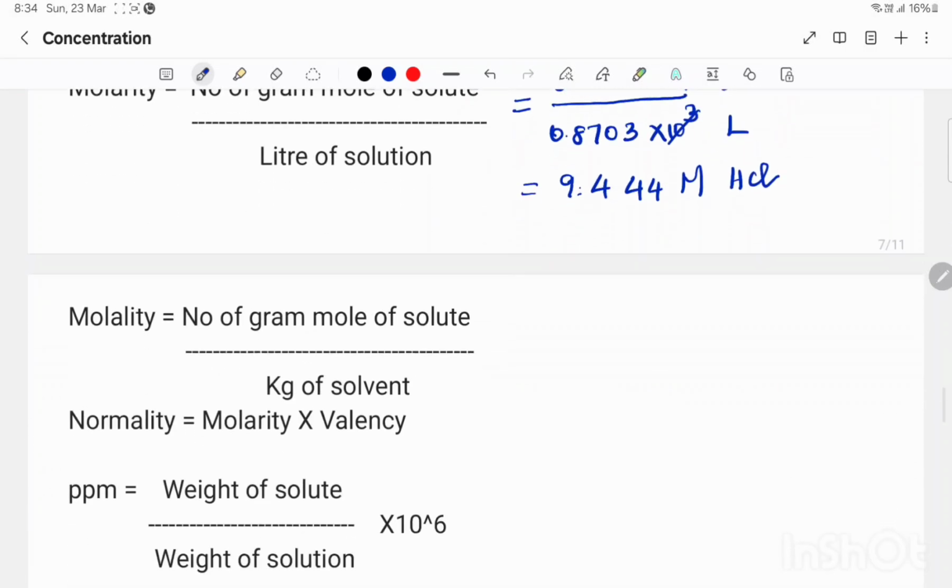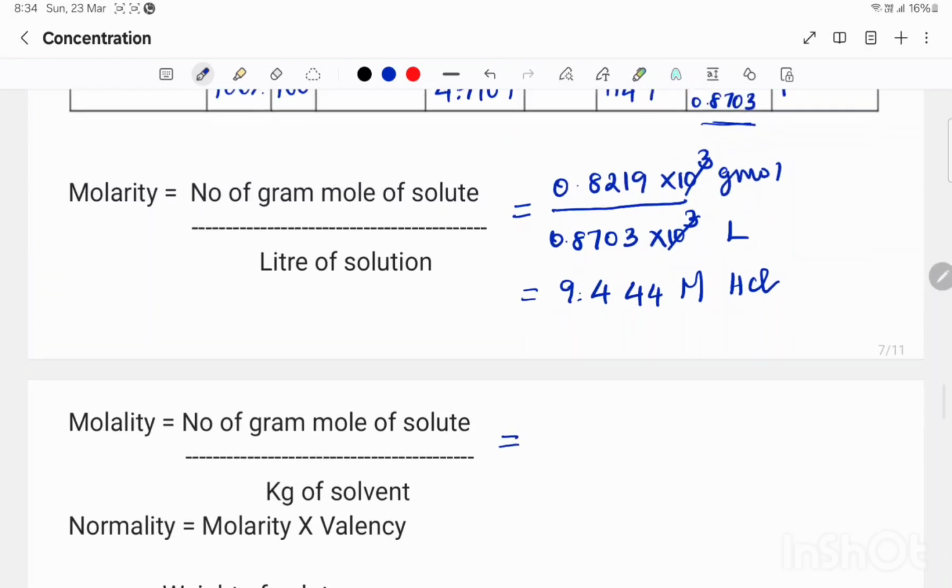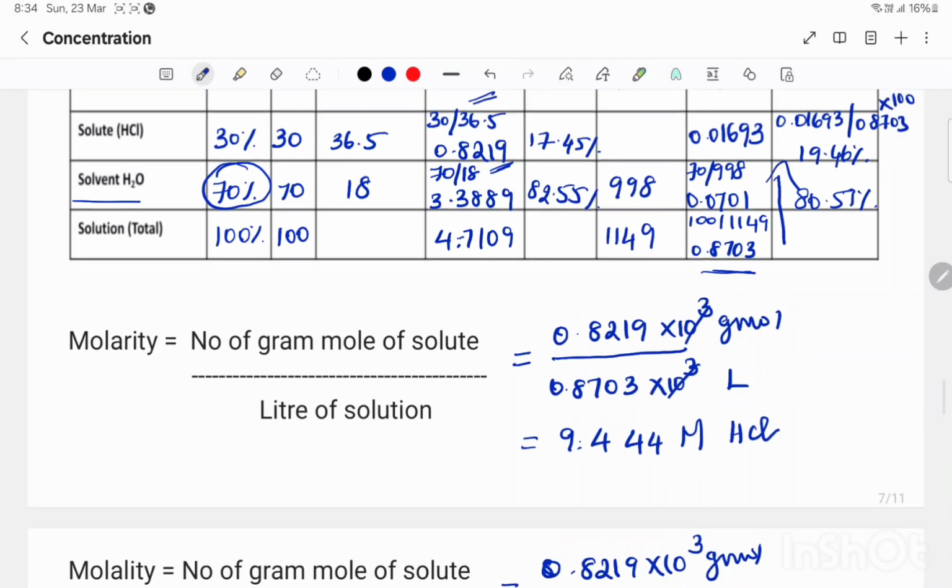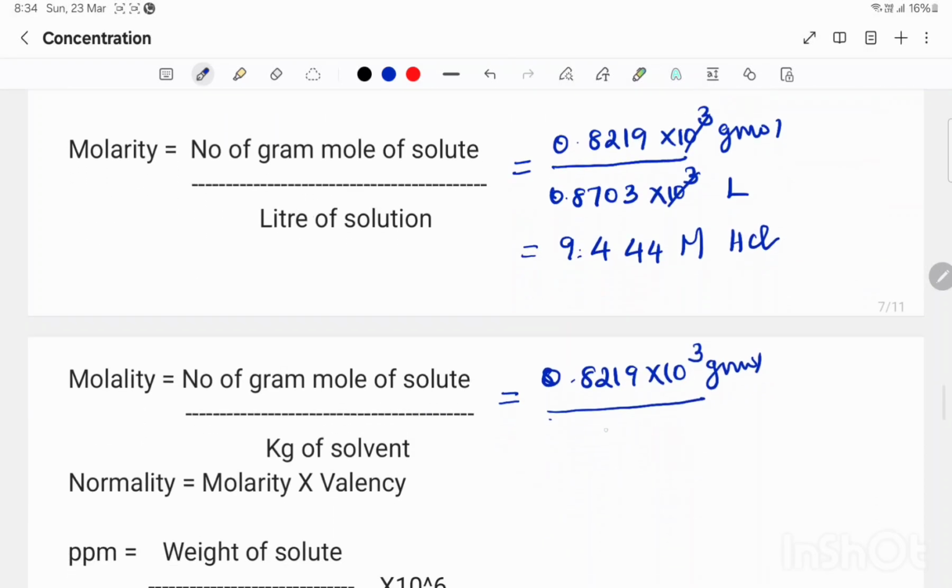So next one, we need to calculate molality. Molality is the number of gram moles of solute by kg of solvent. The number of gram moles of solute is 0.8219 into 10 raised to the power 3 gram mole, the same conversion of kilomole into gram mole, by kg of solvent. So the mass of solvent is 70, so kg of solvent is 70. So 0.8219 into 10 raised to the power 3 divided by 70 kg is 11.74 molal.